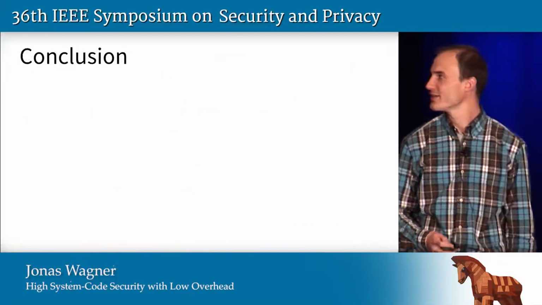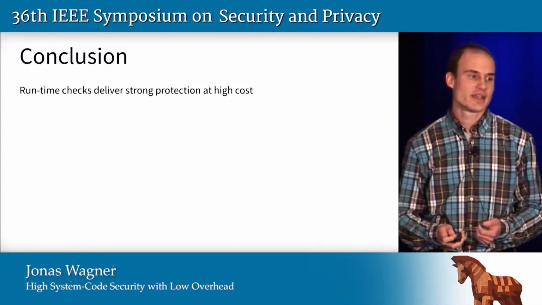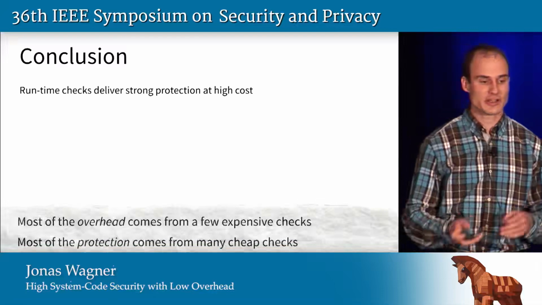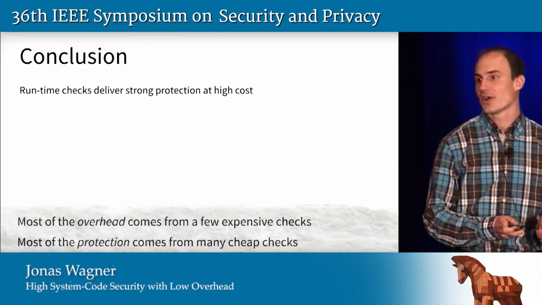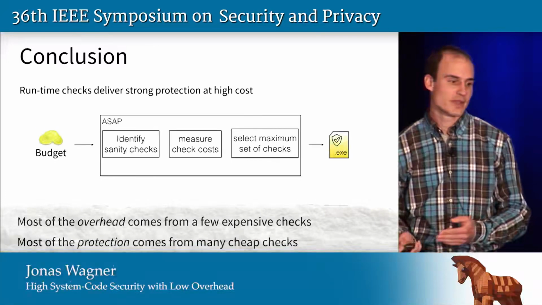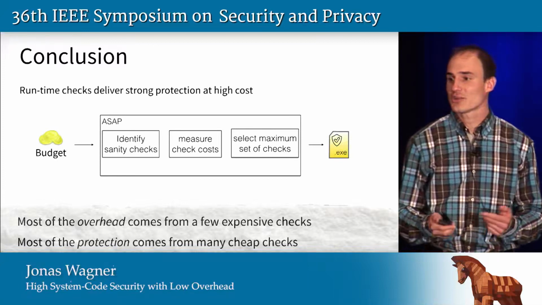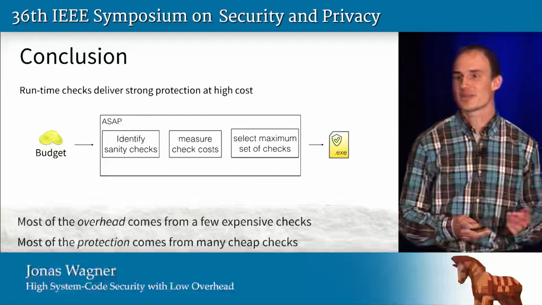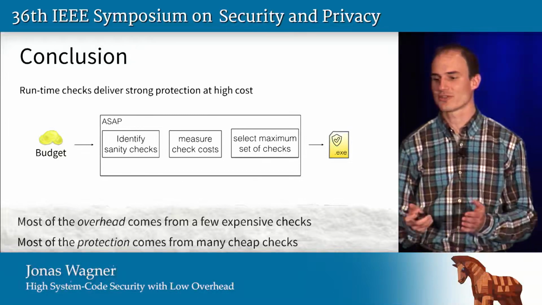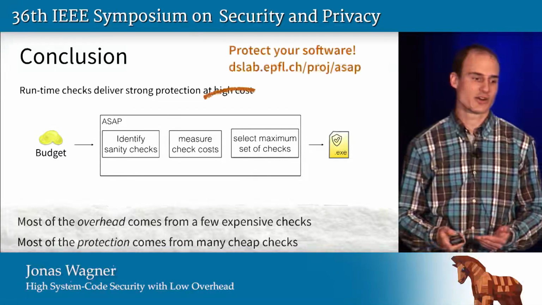I will conclude by saying that runtime checks are a great way to protect software. Their cost is high, but we found that the cost usually comes from just a few checks that are expensive. On the other hand, most of the protection comes from checks that are cheap. So we built ASAP, a tool that allows the user to specify how much overhead they're willing to pay and creates an executable that provides maximum protection for that overhead budget. With ASAP, protection no longer has a high cost.